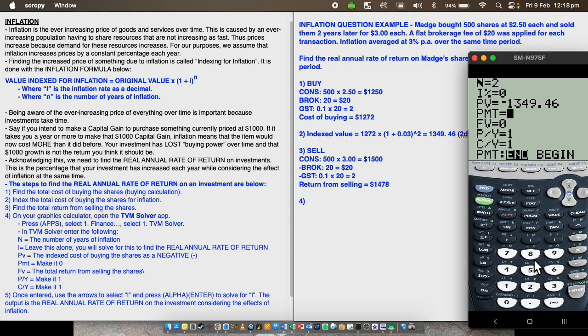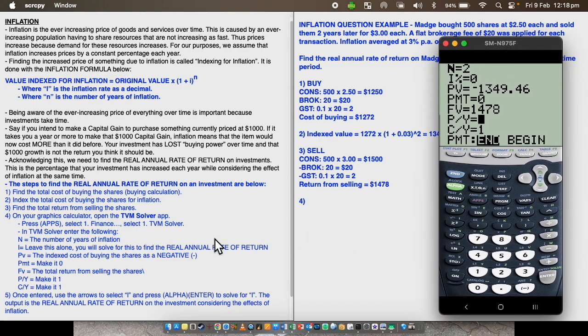What does it tell me to make PMT? 0. What does it tell me to make FV? Return from selling, which we worked out, 1478. What does it tell me to make PY and CY? 1. So we've entered everything as directed here. Once entered, use the arrows to select I and press alpha enter. What do you see in green over enter? What does it say? Solve. So if I want to solve something, I need to press the alpha button to get to the green functions and press enter to get solve. So I go alpha, enter, and that is your answer.